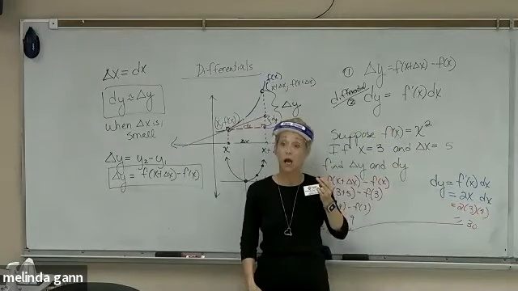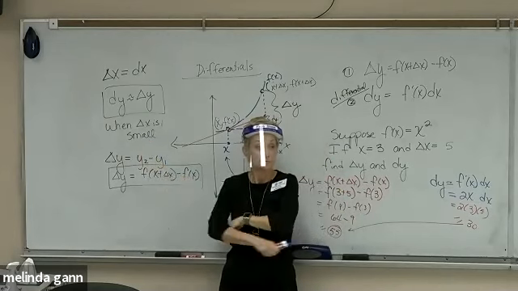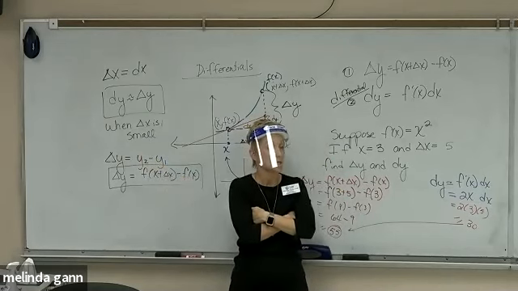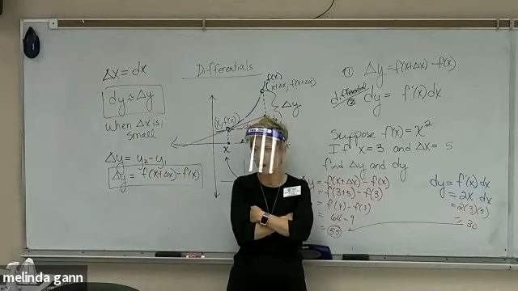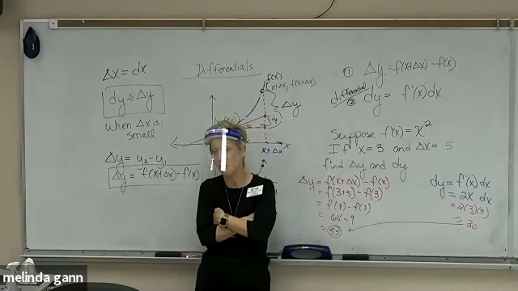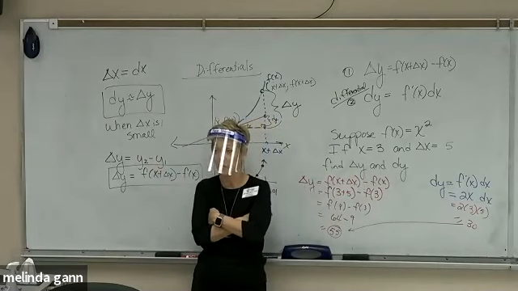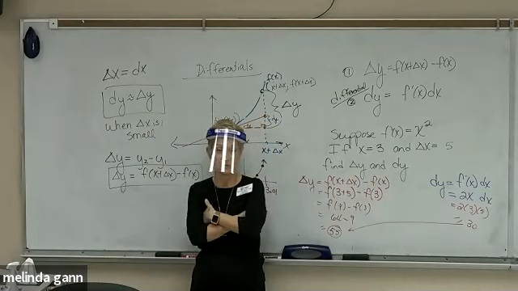When are they going to be close? When delta x is what? Small. All right? So what you don't want to do in the real world is use something for an approximation when it's not a good approximation. The only time that delta y and dy are good approximations of each other is when the change is small. Then they're pretty interchangeable.